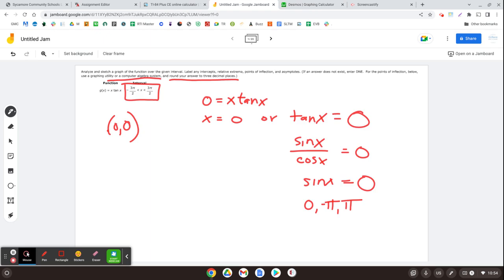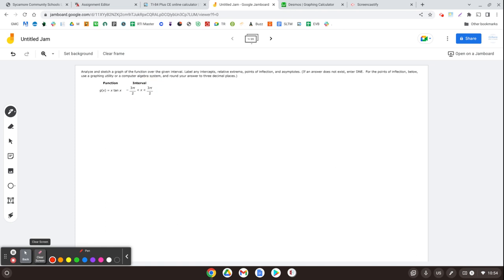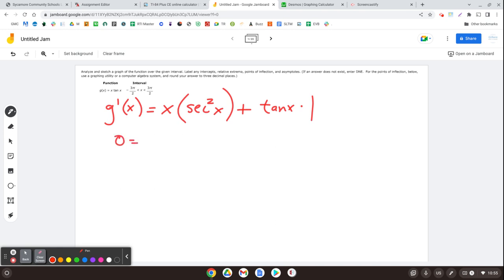So let's clear screen. Okay, so let's take the derivative. In order to take the derivative, we're going to have to use the product rule. First, x times the derivative of the second. The derivative of tangent is secant squared, plus secant tangent of x times the derivative of the first, which is 1. Okay, so that's our derivative. So we can set this equal to 0.